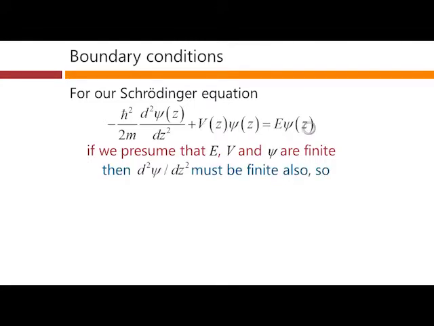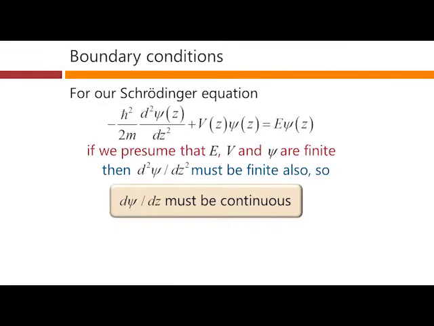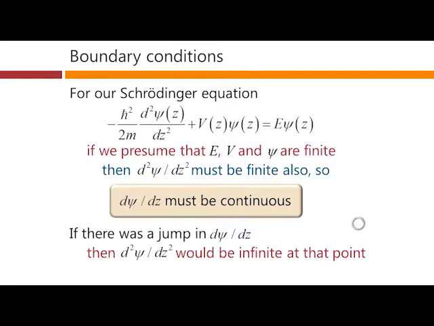Then, if everything else here is finite, this second derivative has to be finite. Otherwise, we would have something infinite here being equal to something finite over here. So, the first derivative, dψ/dz, must be continuous. If there was a jump in dψ/dz, then the rate of change of dψ/dz would be infinite at that point. That is, the second derivative would be infinite. Therefore, we require, because of these assumptions of finiteness, that the first derivative, dψ/dz, must be a continuous function. That is, one with no sudden jumps in it.